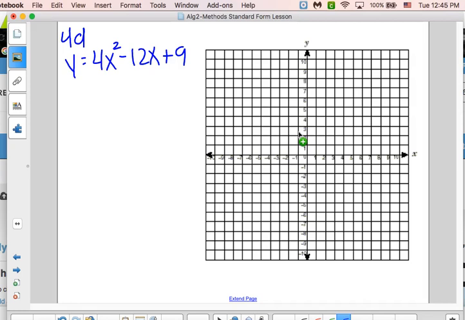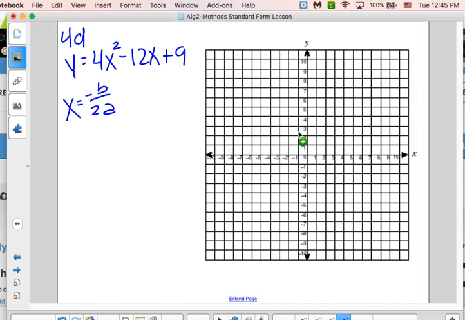Whenever you have to graph, regardless of what form you have, step 1 is to find your vertex. If you're given standard form, how do you have to find your vertex? X equals... If you can remember that, you're set.